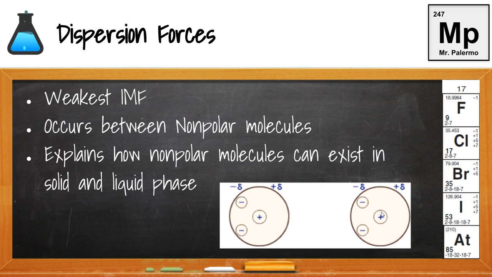Now, initially it was thought that there was no attraction between nonpolar molecules because they are not polarized. But that didn't explain the existence of certain molecules in the solid or liquid phase. For example, diatomic bromine is a liquid at STP, and diatomic iodine is a solid. And of course, fluorine and chlorine as diatomic molecules would be gases. So what is holding bromine or iodine in these solid or liquid phases? There had to be some force of attraction, although very weak.